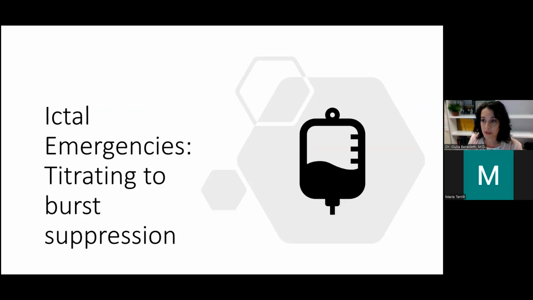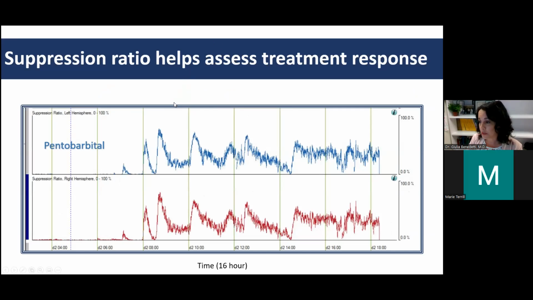I also use the suppression ratio to titrate to burst suppression. So this was a little boy who came in refractory status, and we put him into burst suppression with pentobarbital. Each arrow represents a load of pentobarbital and an increase to the infusion. So you can see with this first load, you get a little bit of suppression, but then he metabolizes it out. You load again, he metabolizes. By the 3rd dose, he starts to reach steady state, but it's not quite the degree of suppression that I wanted. So I keep loading, and then eventually we get to close to this 50% suppression.